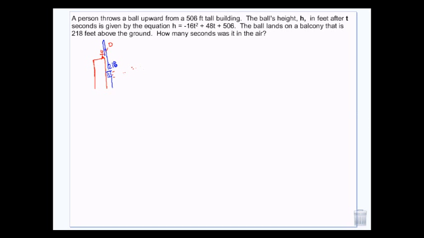So the building is 506 feet. The balcony is 218 feet. So we want to find out how long it was in the air. Our height here matches the height of our balcony. So we have 218 is equal to negative 16t squared plus 48t plus 506. Our initial height is 506 because the person was standing up on top of the building. And then the 48 is actually how fast the ball was moving.